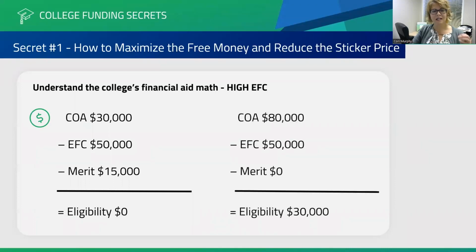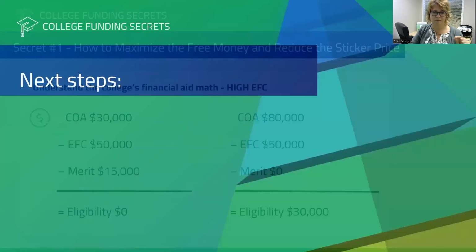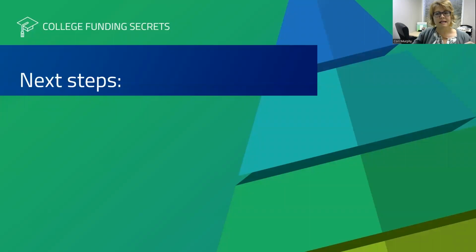Meanwhile, at a higher price private, we think, oh, we can do this. It's 80 minus our 50, no merit. Now we're only eligible for $30,000 of financial aid. Every school is going to treat our EFCs differently. Our EFC is going to stay the same across the board, but the cost of college is going to change, and the merit scholarships are going to change, and the net eligibility is going to change based on the colleges that we pick.